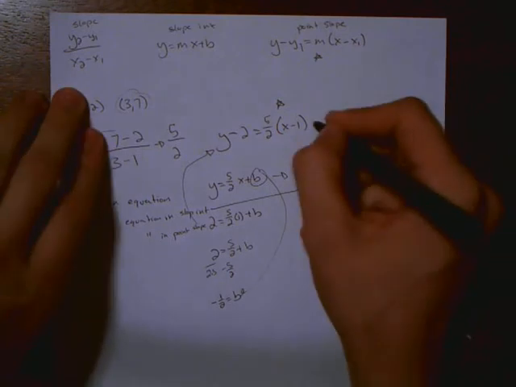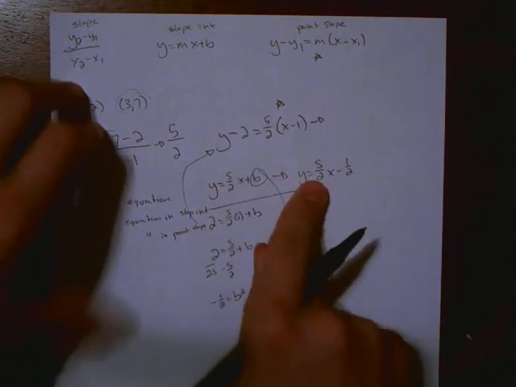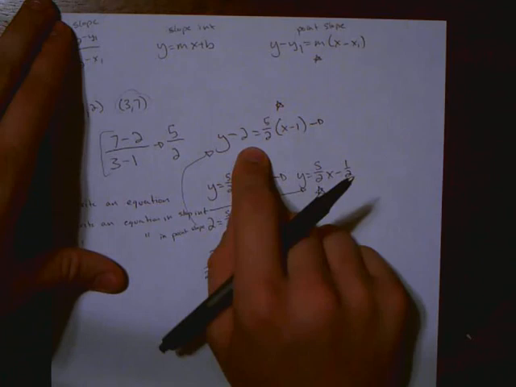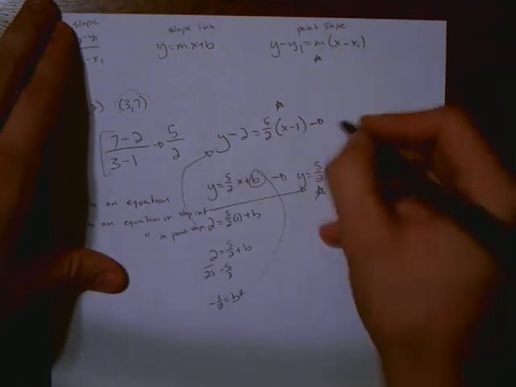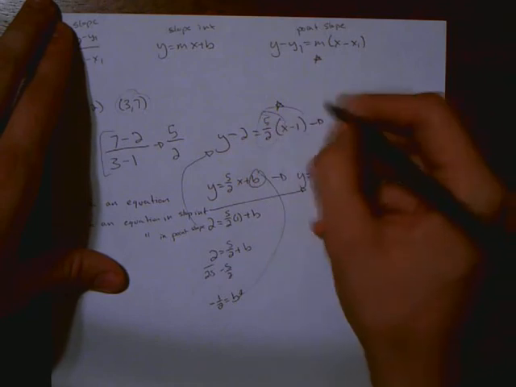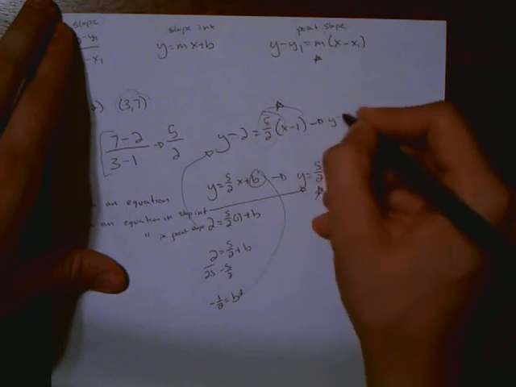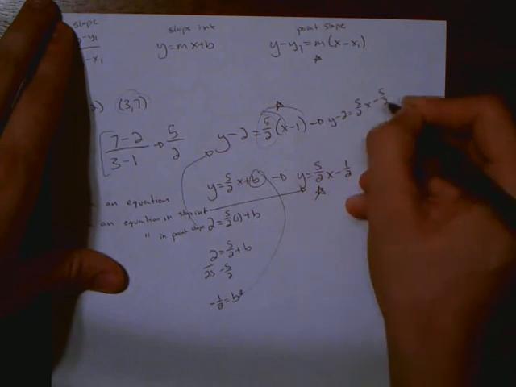Anyway, let's say you don't want to do this. You want to use point slope to get the slope-intercept. So I've solved for point slope. I'm going to take it, and now all I have to do is solve for y, and I will have slope-intercept. So I'm going to distribute this 5 over 2. So I have y minus 2 equals 5 over 2x minus 5 over 2.